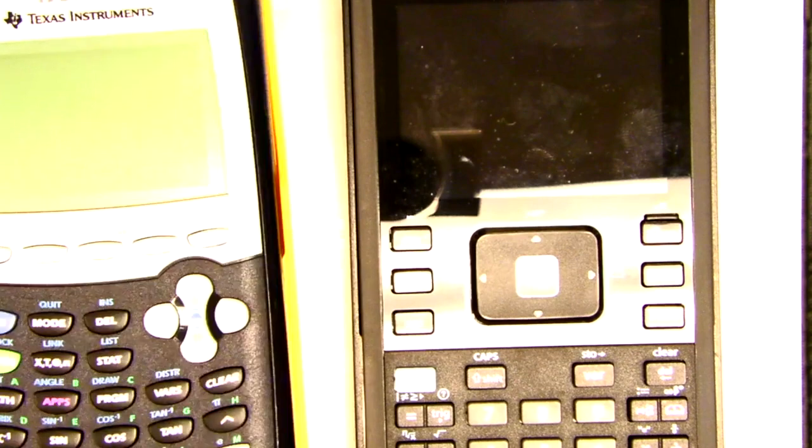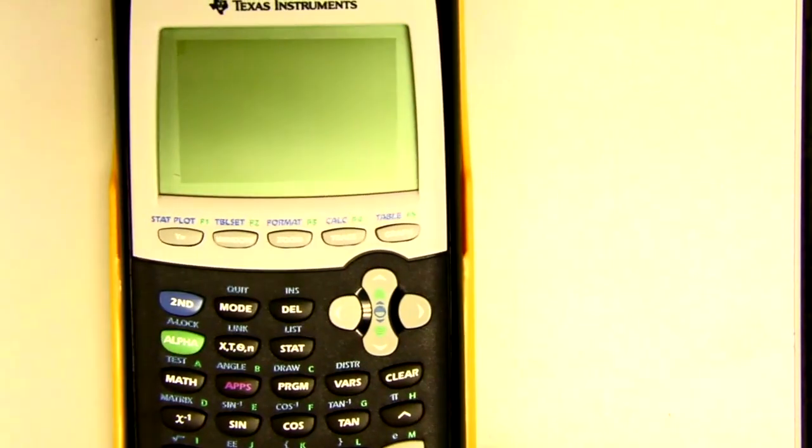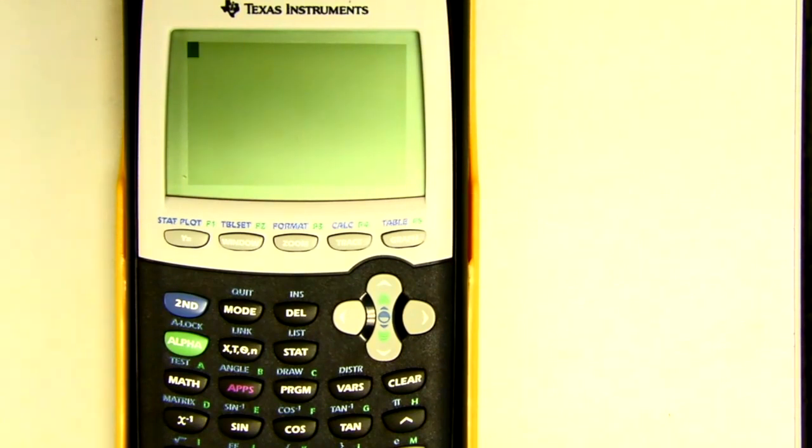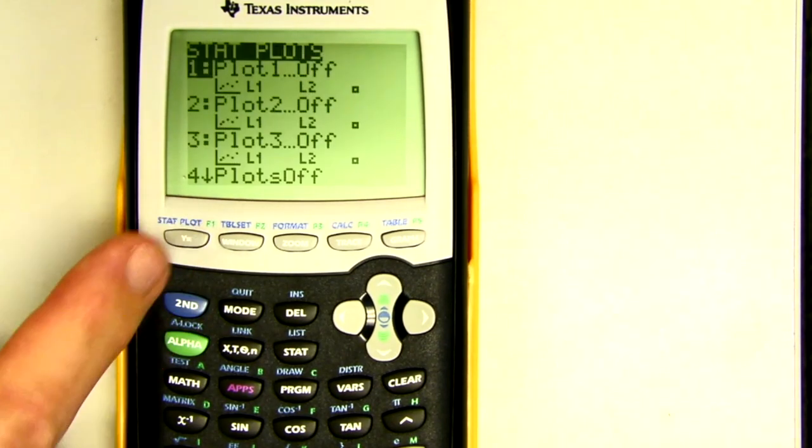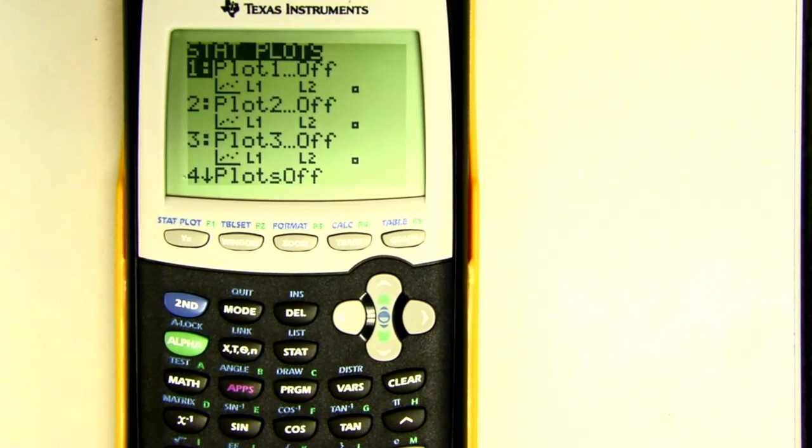For those of you that are using my TI-84s, let me move the TI-84 into the frame here. I don't have the data in this calculator, I'll just show you where the normal probability plot is located. When you do the second and then the stat plot button, right over here on the left-hand side, you have all of your plots: plot 1, plot 2, plot 3, and plot 4.